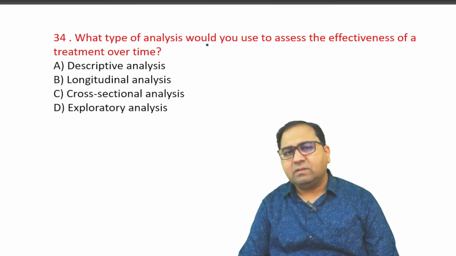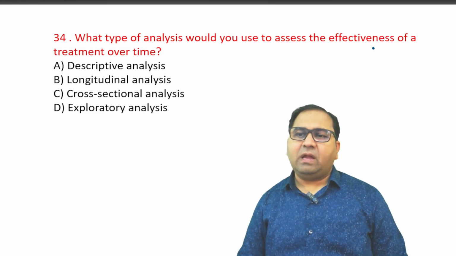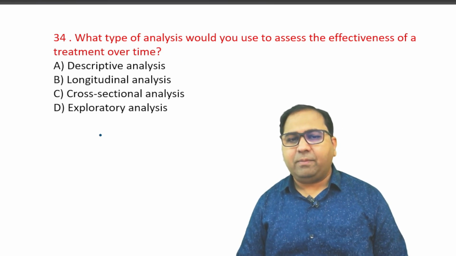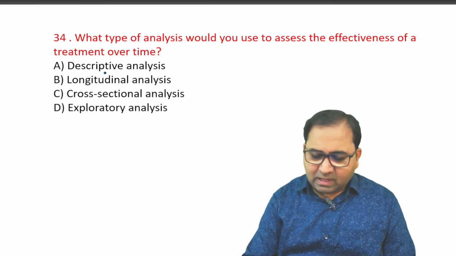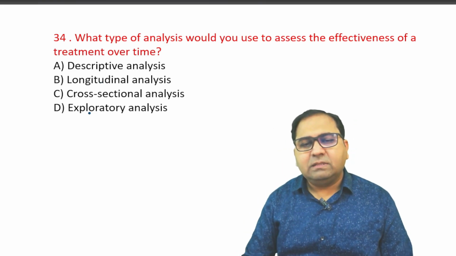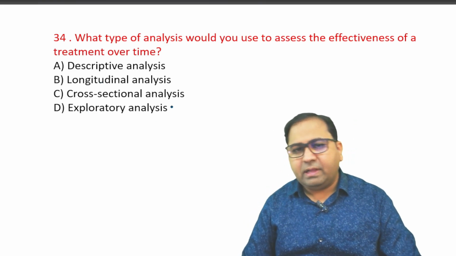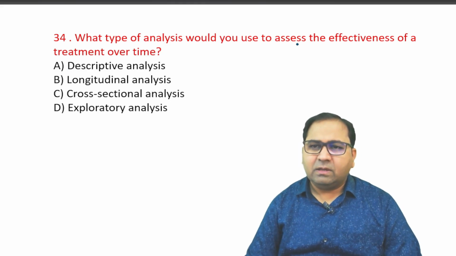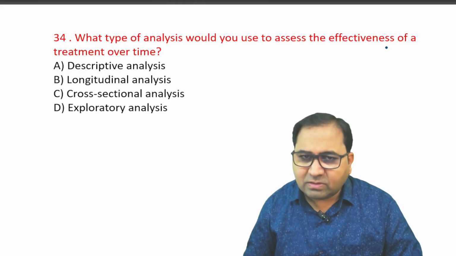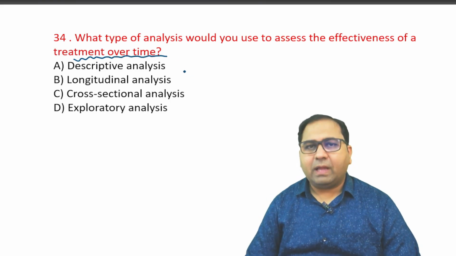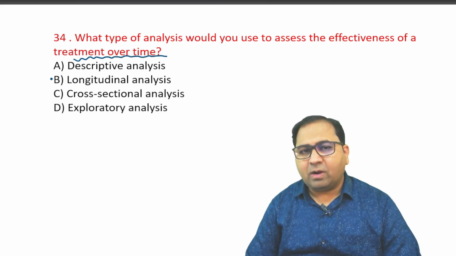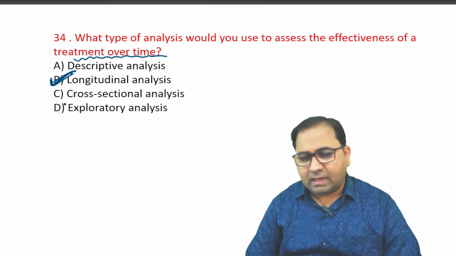What type of analysis would you use to assess the effectiveness of a treatment over time? Treatment over time. The options are A, descriptive analysis, B, longitudinal analysis, C, cross-sectional analysis, or D, exploratory analysis. So to assess the effectiveness of a treatment over time, it will come under longitudinal analysis. Please remember this answer, longitudinal analysis.